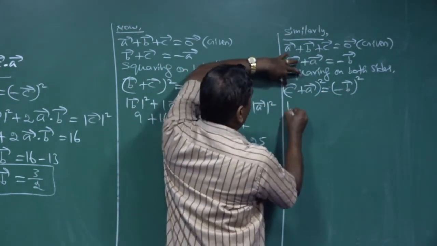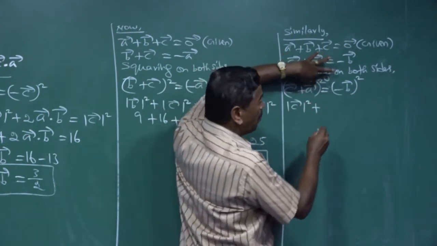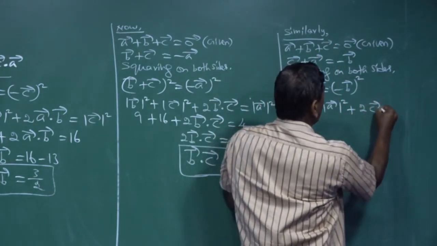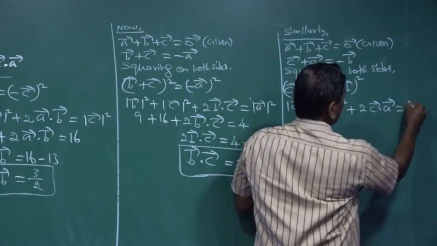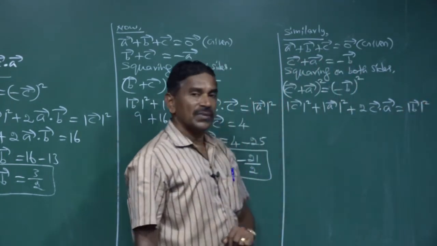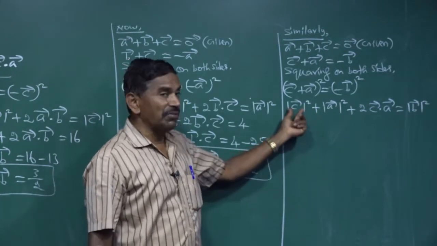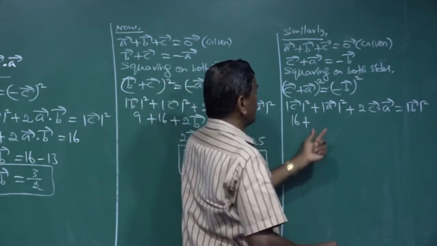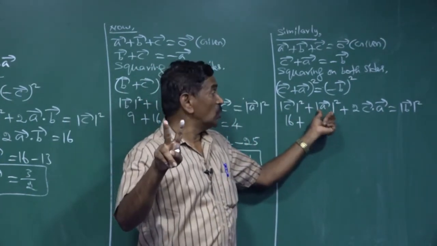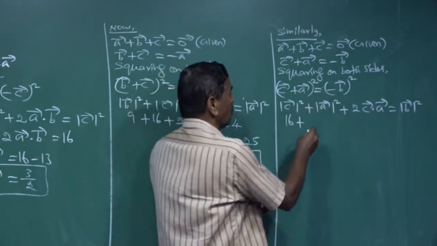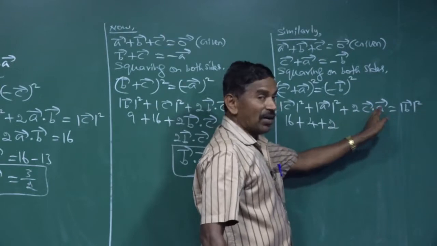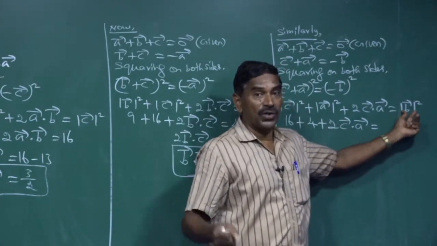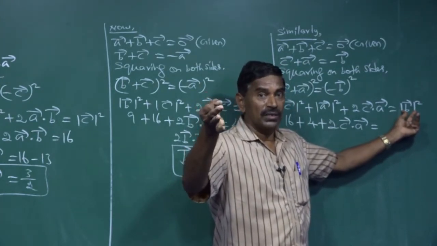Now listen. Modulus C vector square plus modulus A vector square plus 2 C vector dot A vector is equal to modulus B vector square. Now substitute the values. Modulus C vector is 4, so 4 square is 16. So 16 plus modulus A vector, which is 2, so 2 the whole square is 4. So plus 4 plus 2 C vector dot A vector, equal to modulus B vector, which is 3, so 3 the whole square is 9.